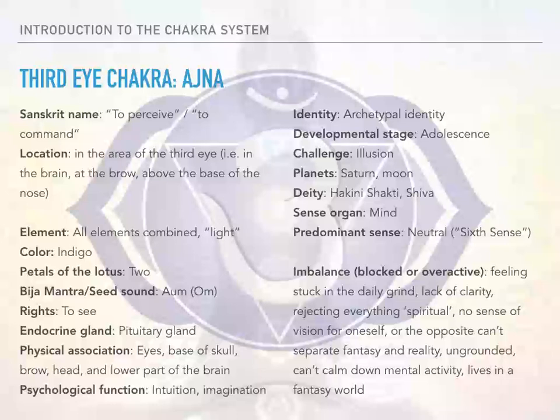The Sanskrit name means to perceive or to command. The third eye chakra is located where the name says, in the area of your third eye. So it's in between your eyebrows, above the base of your nose, and it then goes to the center of your brain. And actually it is said that the third eye goes outside of your forehead. So you would go from the center of your brain through the third eye and then in front of your face. How far beyond your face it goes is unclear, but it is connected to the outside of the physical body.